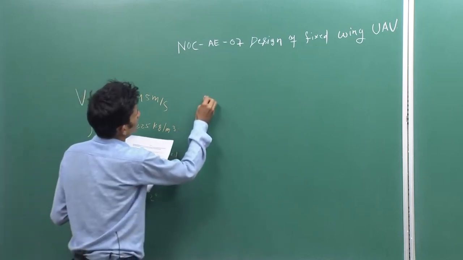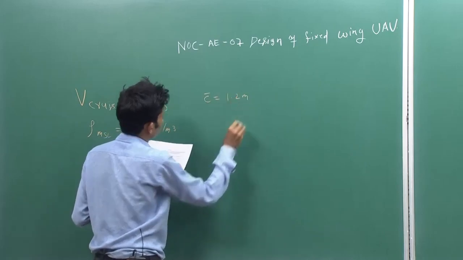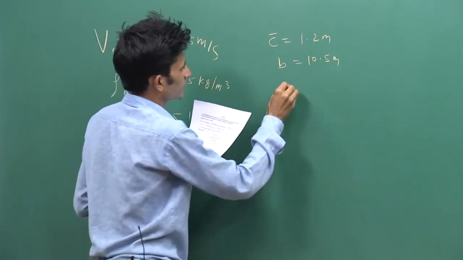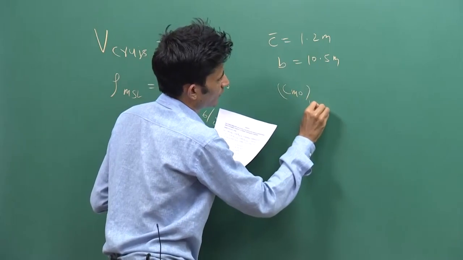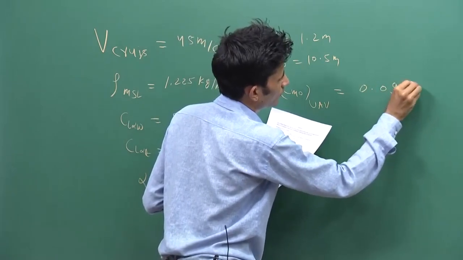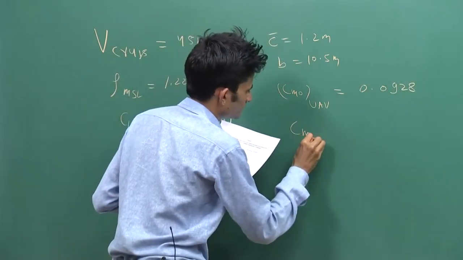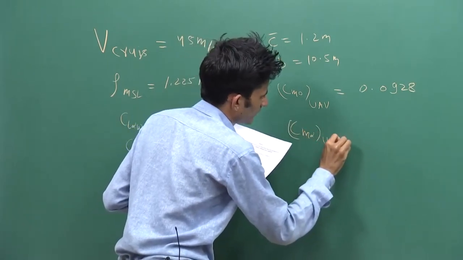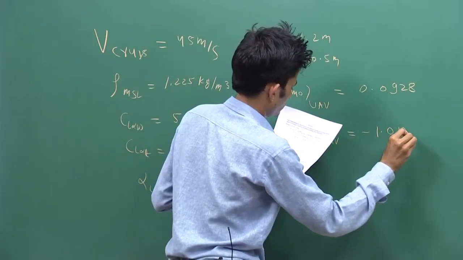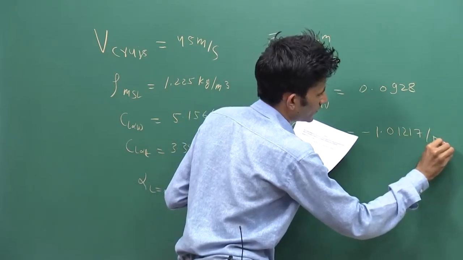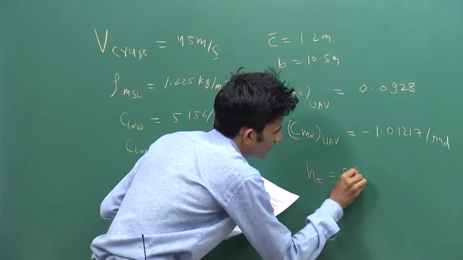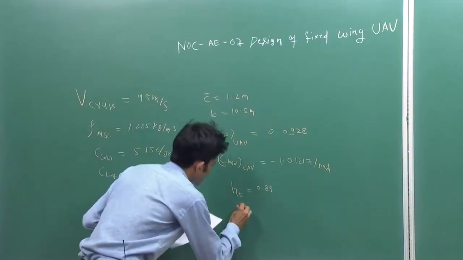We can write some data here. Mean aerodynamic chord is given 1.2 meter. Span of the wing is given 10.5 meter and CM naught of the whole UAV is given 0.0928, as well as CM alpha of complete UAV is -1.01217 per radian. Tail efficiency factor 0.89.